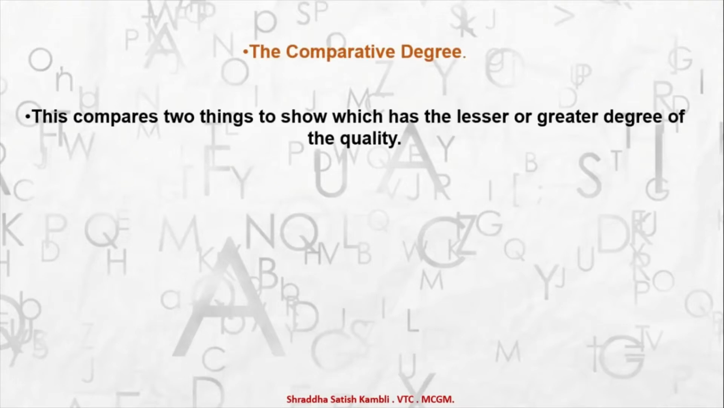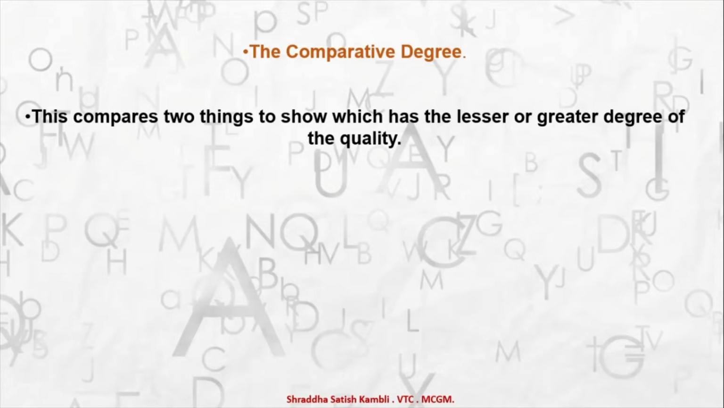Let's move on and look at the next one. That is the comparative degree of comparison, which compares two things to show which has the lesser or greater degree of the quality. Here we are going to compare two things and say this is less and this is more or greater. Like the example I give you, pick up two students and make them stand with each other. Student A is Amit, student B is Babu.